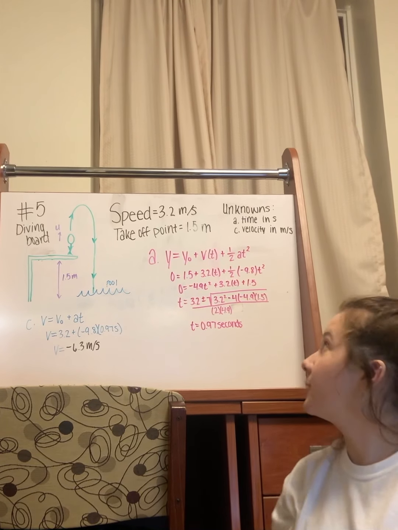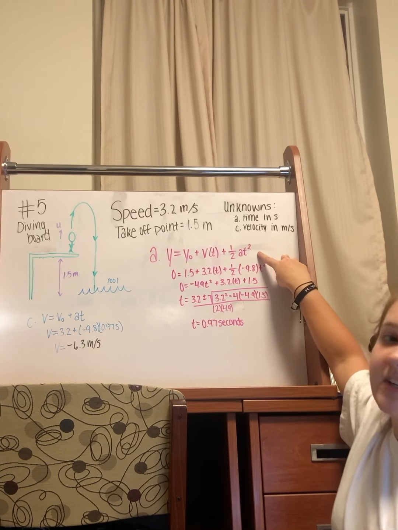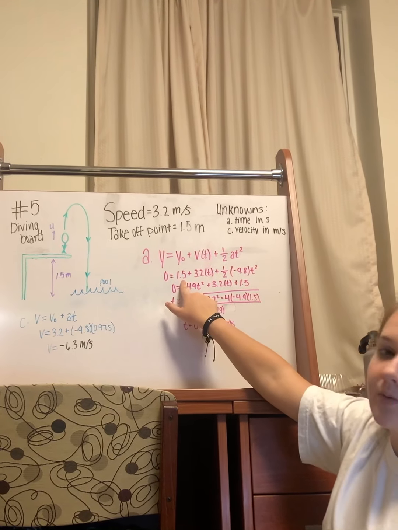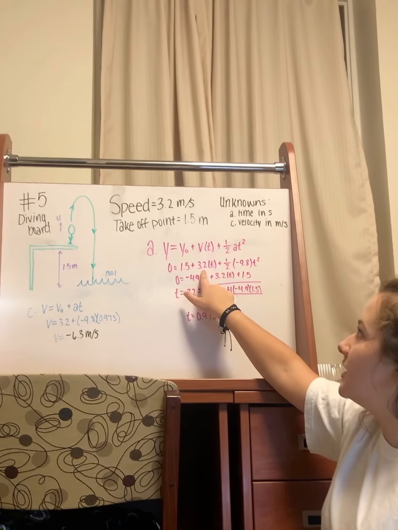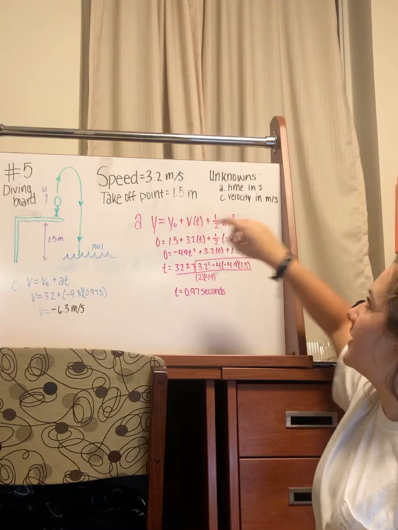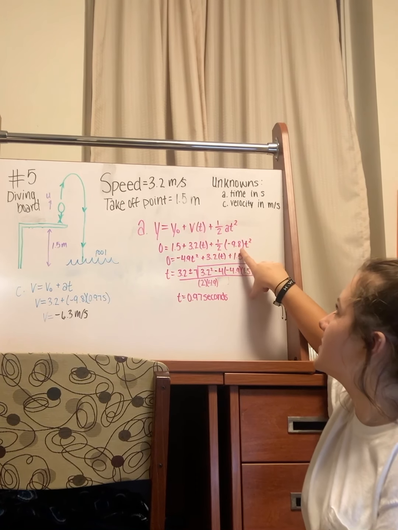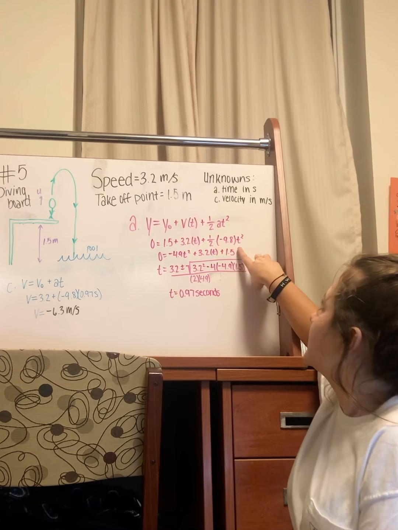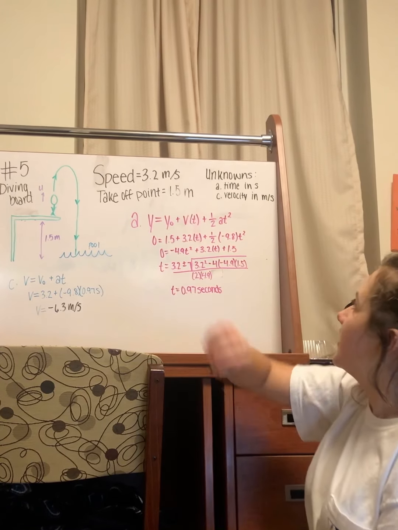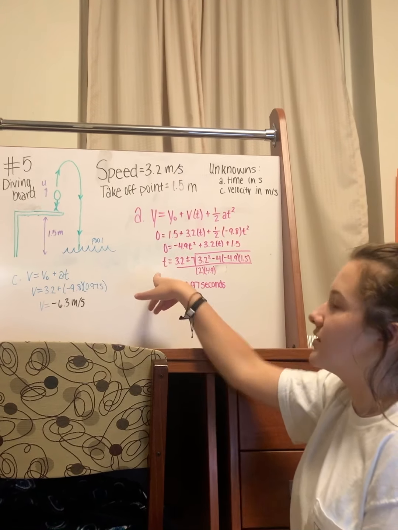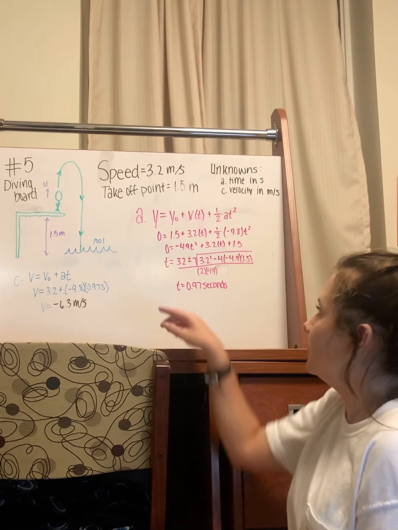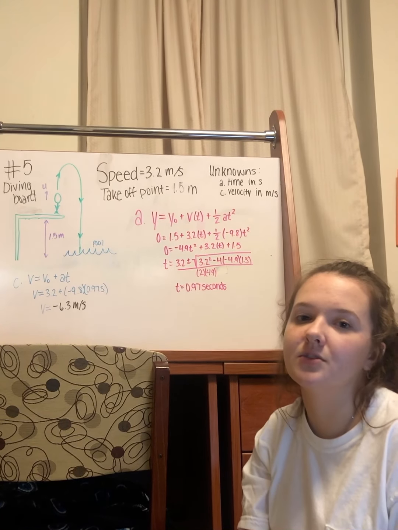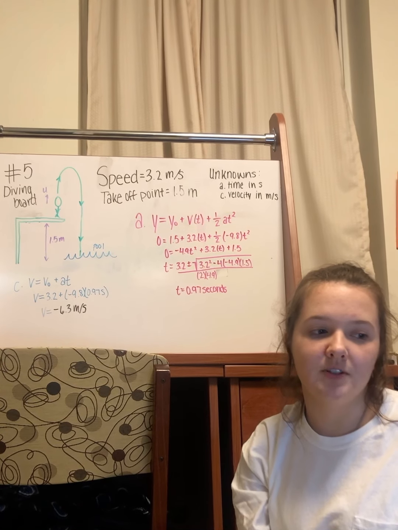So when actually solving this for part A, we can use this equation, and when you plug in the information that you're given, you plug in your takeoff point, which is the 1.5 meters, and then your speed, which is 3.2 meters per second, and then plus 1/2 times your acceleration, which is a constant variable, so that's always 9.8, times your time squared. And then once you solve, you then use the quadratic equation, and finally you will get that your time is 0.97 seconds, or that is how long it takes her to jump into the pool.